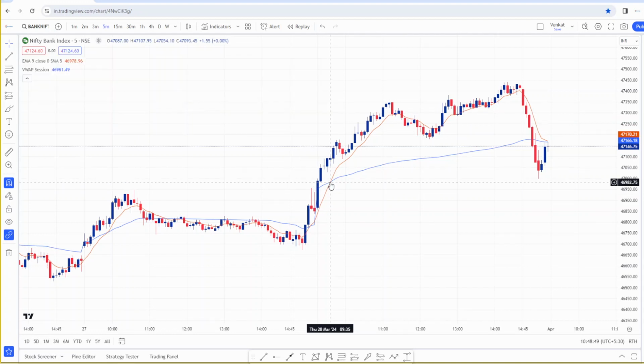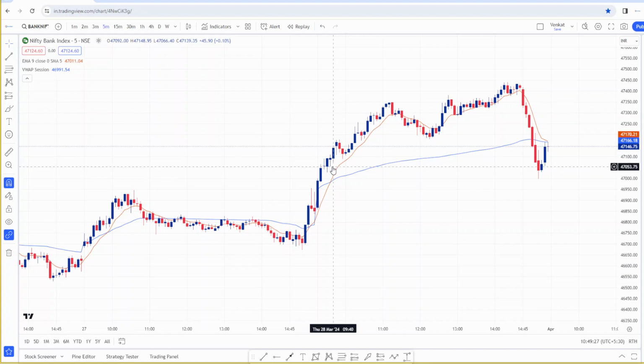In this area, somewhere here, near 47,100, is our entry point. So our entry point is 47,100, and this candle's low is the initial stop loss for us. Later on, we will trail our stop loss using this moving average only. Our entry point is 47,100 and our stop loss is the low of this candle, which is near 47,055. That is, this 50 points is our stop loss, and you can fix the target in two ways.